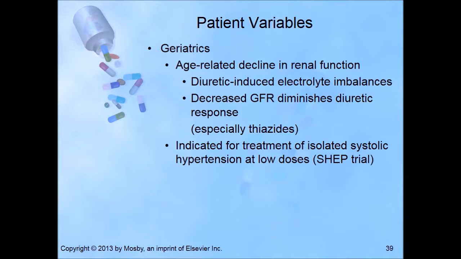For geriatrics, older patients are at increased risk for diuretic-induced electrolyte disturbances caused by age-related decline in renal function. This fall in GFR diminishes the diuretic response, in particular to the thiazides. Despite this fact, isolated systolic hypertension in some conditions may be successfully treated with low-dose diuretic monotherapy in the elderly.